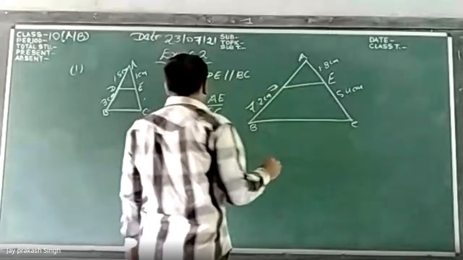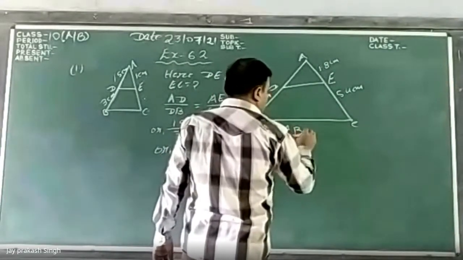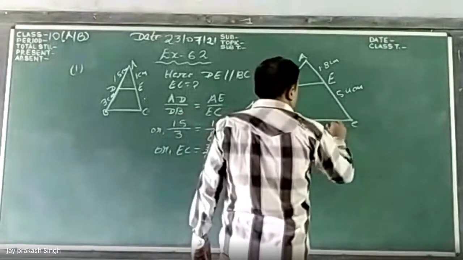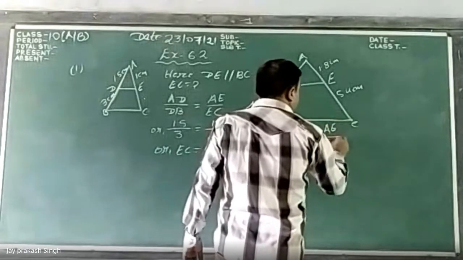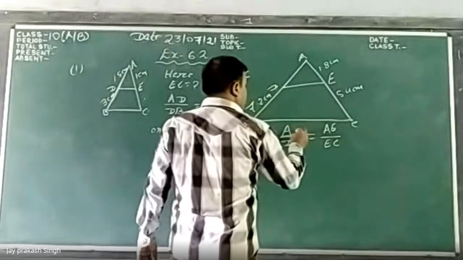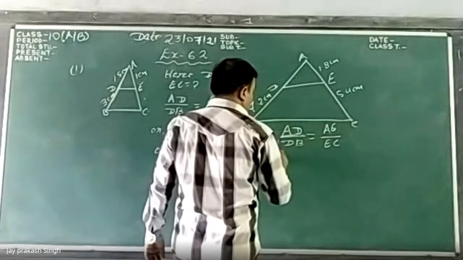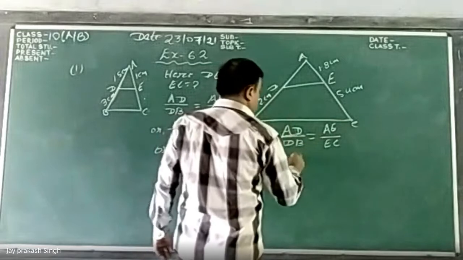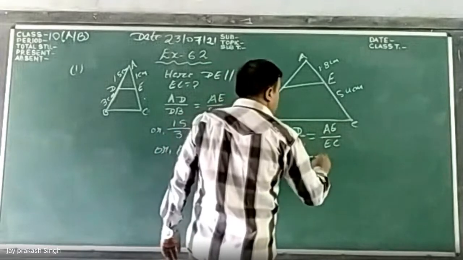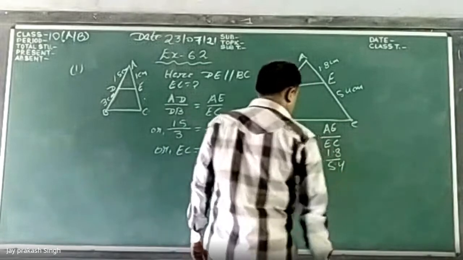From the basic proportionality theorem, we can write AD by DB equals AE by EC. So we have to find AD. We put the values: AD by DB, 7.2 centimeter, equals AE, 1.8 centimeter, by 5.4 centimeter.